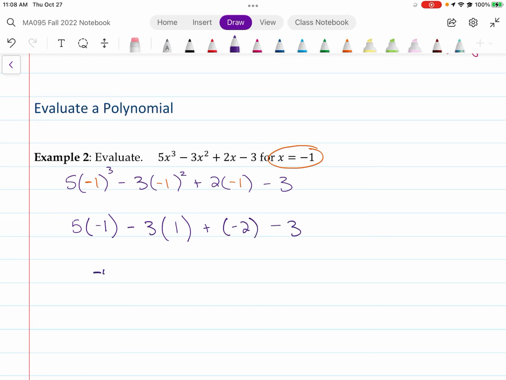5 times negative 1 is negative 5. 3 times 1 is 3. Minus 2, because plus negative 2 is minus 2. And then we've got minus 3. So do this in order, left to right. Negative 5 minus 3 is negative 8. Minus 2 is negative 10. Minus 3 is negative 13. So that is the final answer.